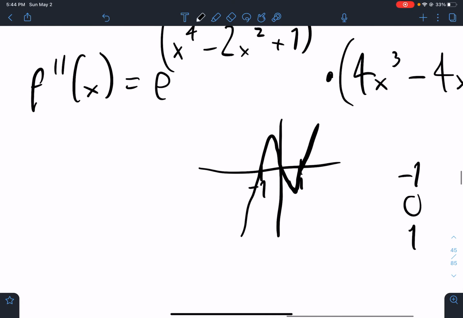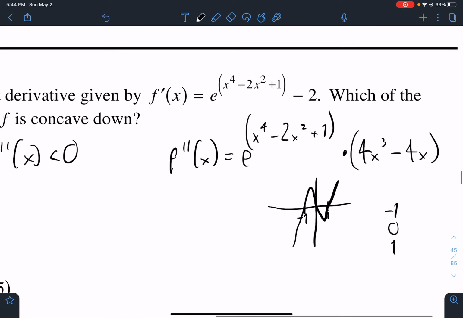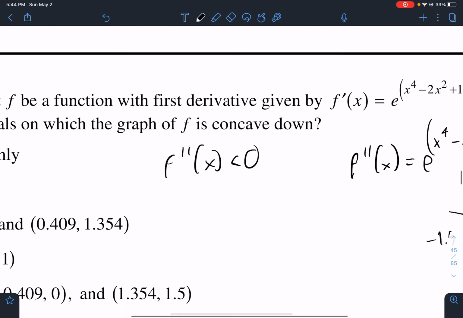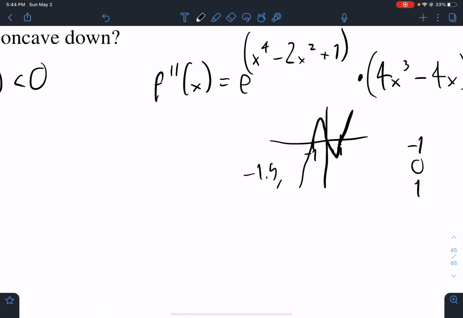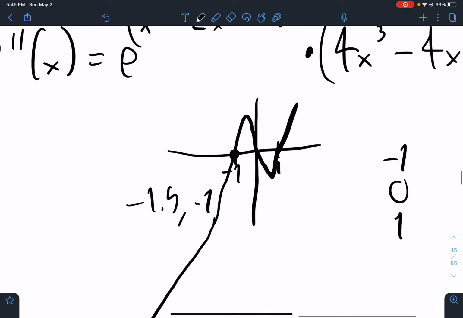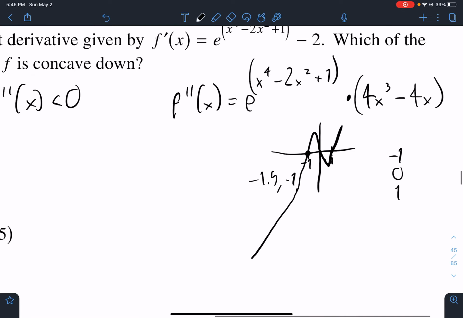And so we want to know when it's below 0. Since we don't care about all real numbers, we just care about negative 1.5 to 1.5. So it's going to be negative 1.5 to negative 1, because it's going to go down. It's going to be below 0 until it hits this 0 point, and then it's going to be above 0 from negative 1 to 0, but then it's going to dip back down from 0 to 1. So we can say 0 to 1 is another interval where f is concave down.